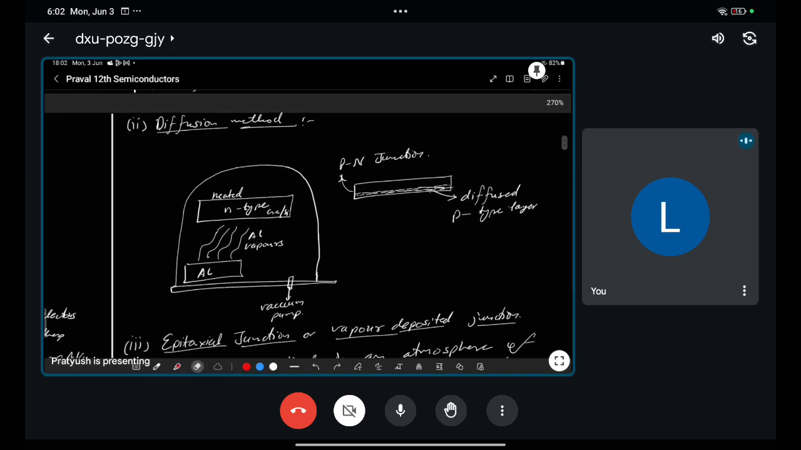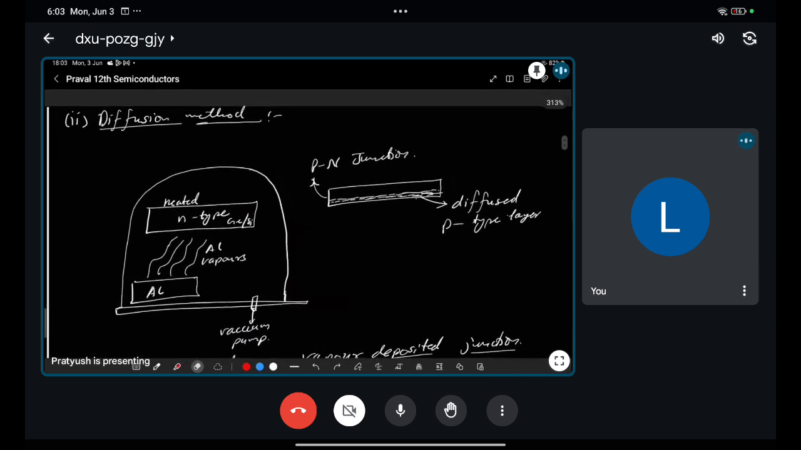Now next is the diffusion method. In this diffusion method, we take a plate of N-type semiconductor, generally germanium or silicon. It is heated in the vapors of an impurity, generally aluminum. So that aluminum will be deposited over the surface of this N-type germanium or silicon. This diffused surface now will act as a PN junction.